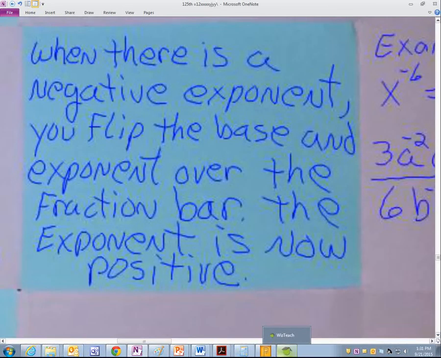When there is a negative exponent, you flip the base and exponent over the fraction bar. The exponent is now positive. Every number can be written as a fraction. For example, 6x is actually 6x over 1.